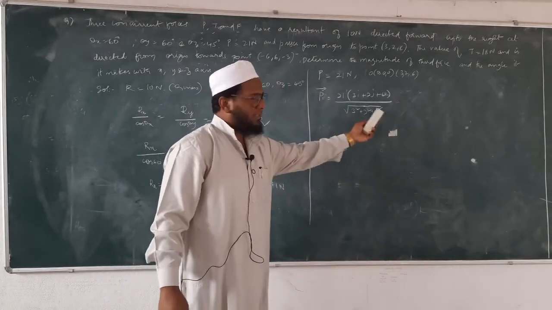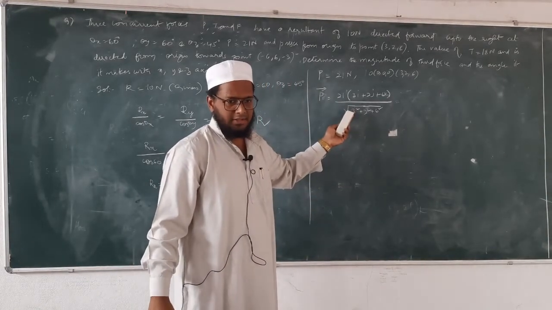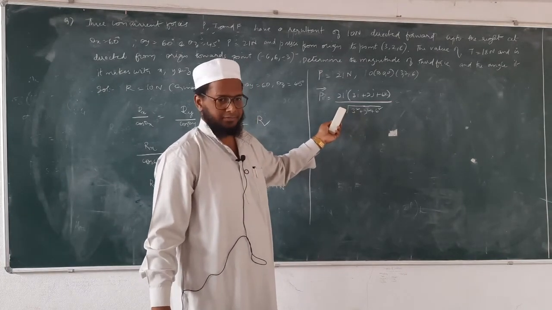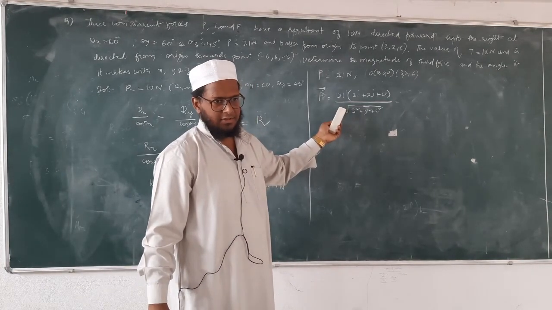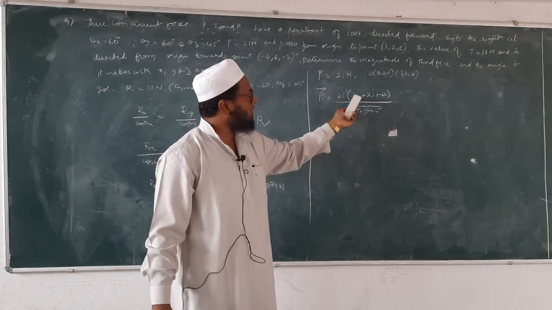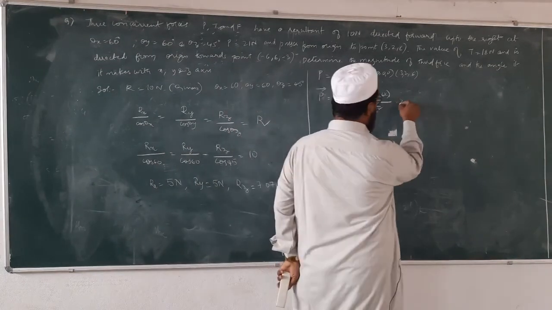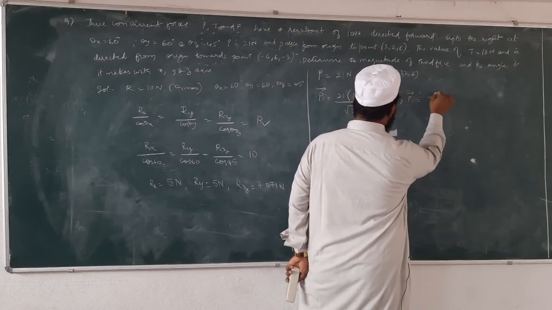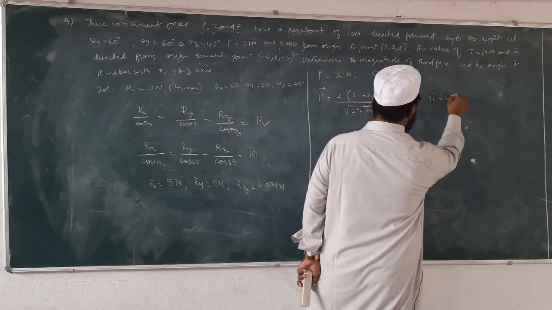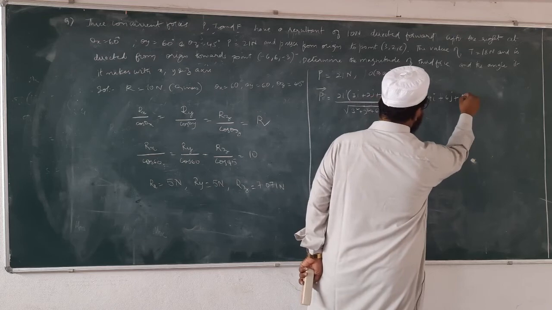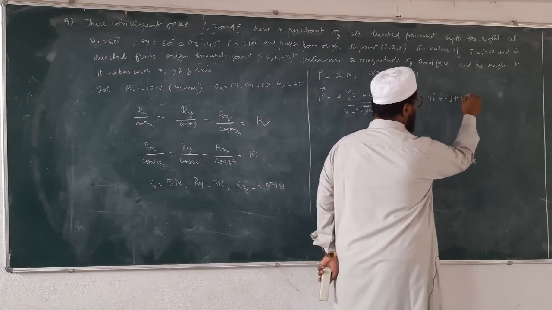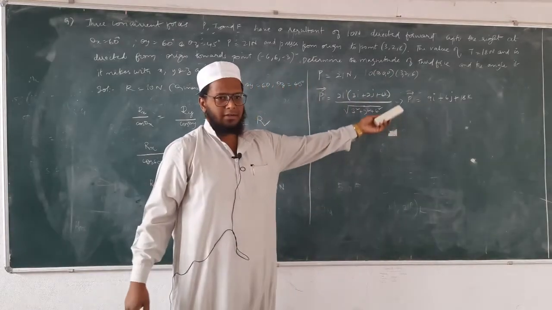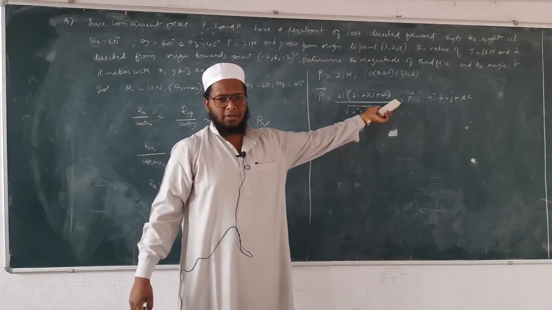21 divided by this 3. Total value is 3. So 3 into 3. So I can write here force vector P is equal to 9i plus 6j plus 18k. Okay. Force vector P is also completed.